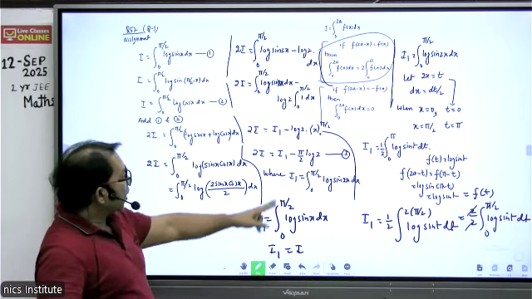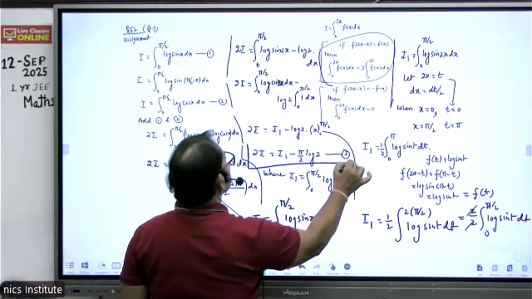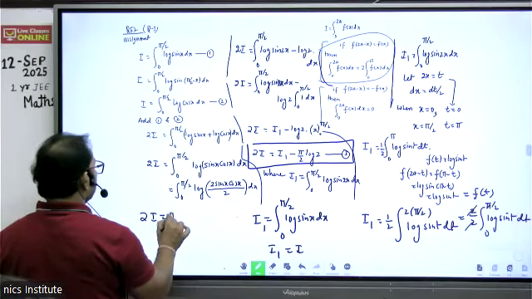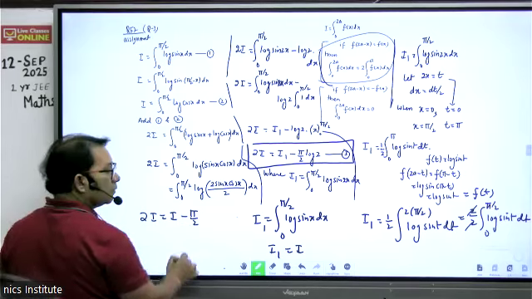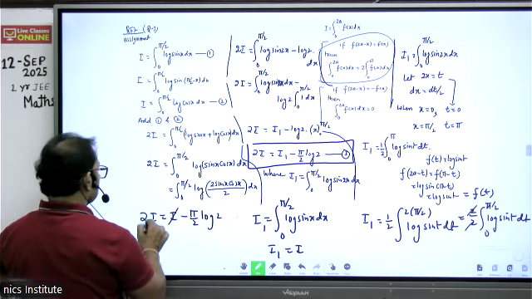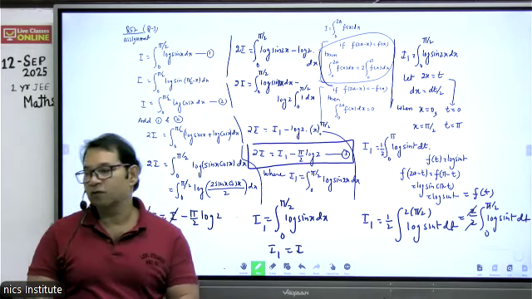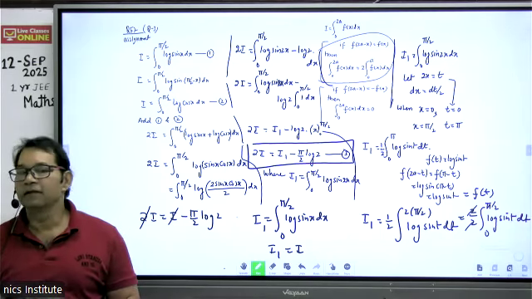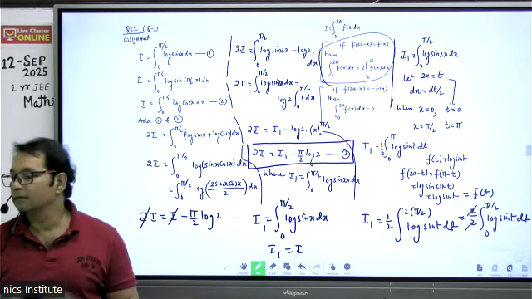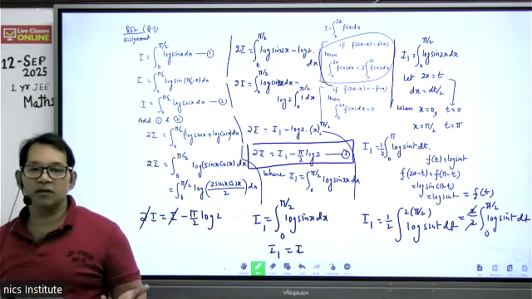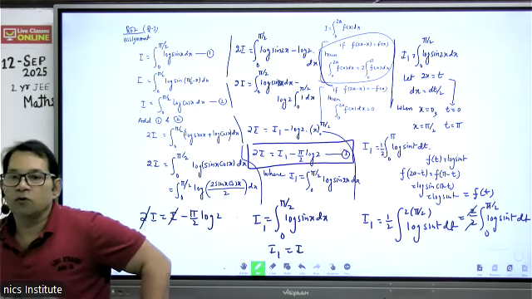Now, this I1 is equal to I, you substitute in equation number 3. So 2I is equal to I1, which is I, minus pi by 2 log 2. So I is minus pi by 2 log 2. So this question could be a proving question also, that prove that the integral of log sin x from 0 to pi by 2 is minus pi by 2 log 2.